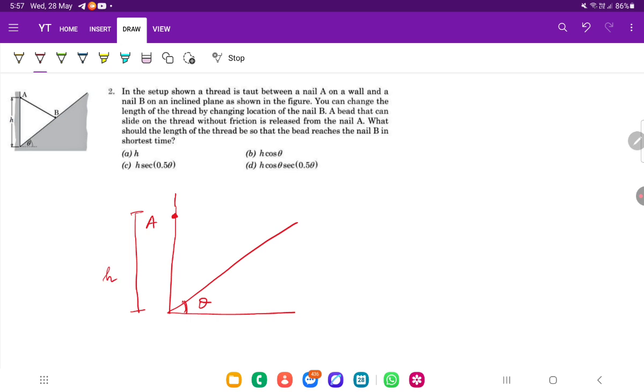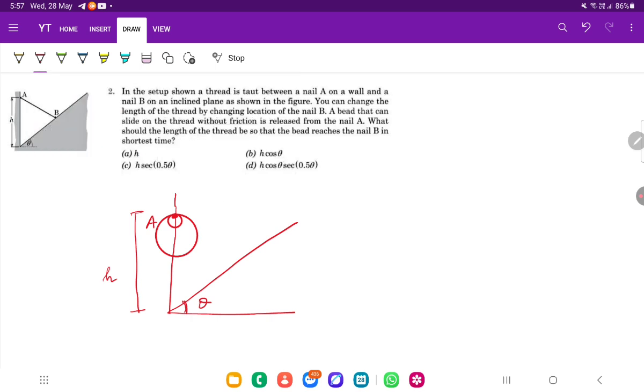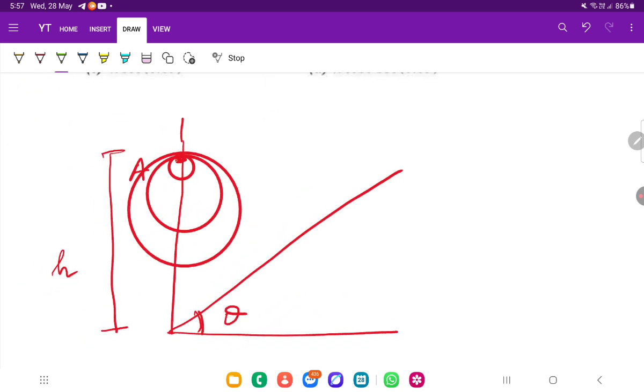Now we'll assume some circles whose topmost point is A. Let's say we're assuming a circle like this, or another circle whose radius is larger than the previous one, whose topmost point is also A. I'm drawing another circle. Like this you can take multiple circles, and the point is, when you talk about this smaller circle, all the points on the smaller circle can be point B.